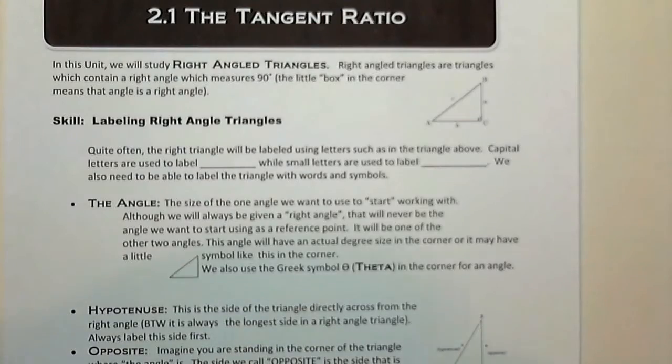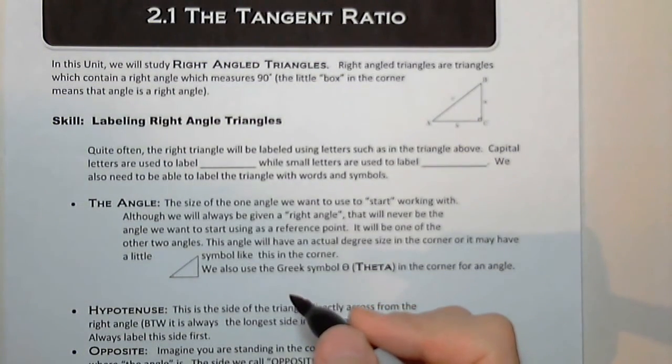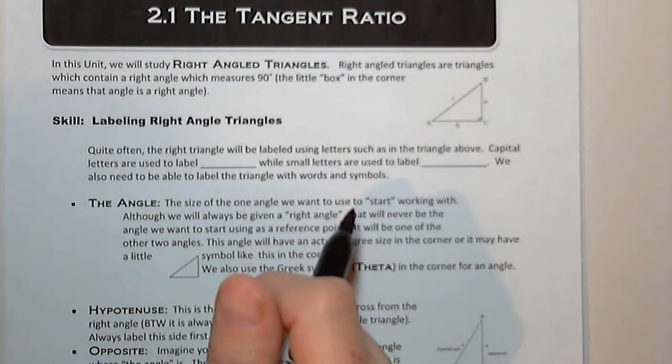What we have here is section 2.1, part number 1, and we're going to be studying right-angled triangles in this chapter, and specifically in this unit we're going to be studying the tangent ratio. So the first thing we need to talk about is how we label triangles. If you can't label them correctly, it'll be difficult to get the right answer.